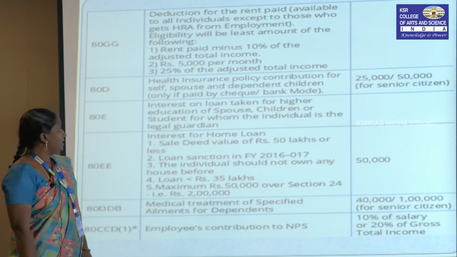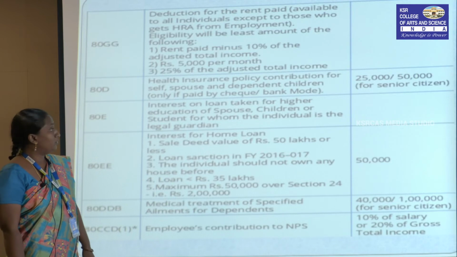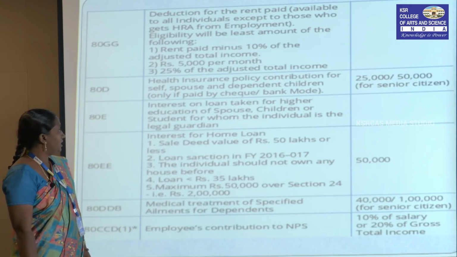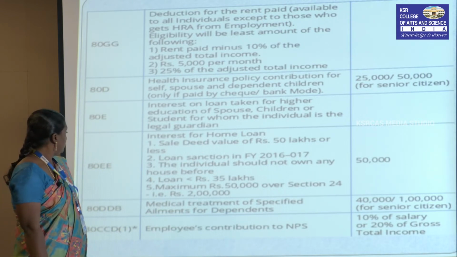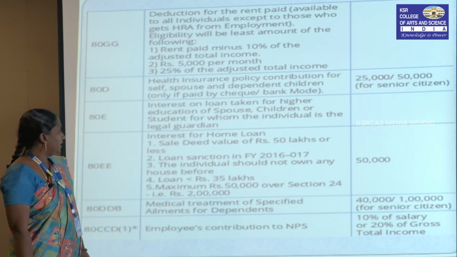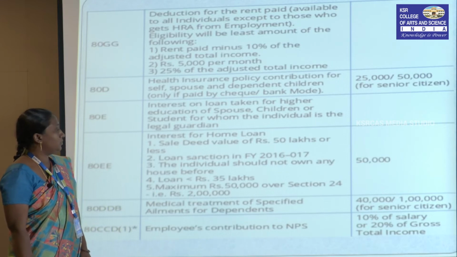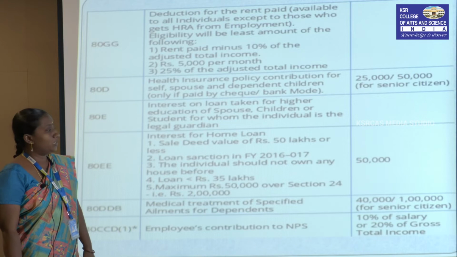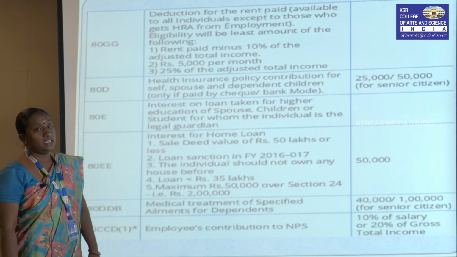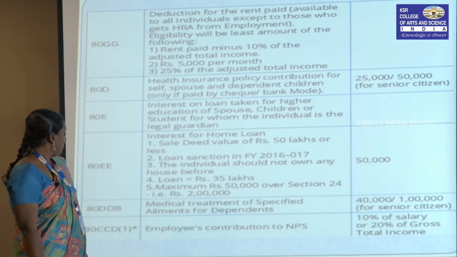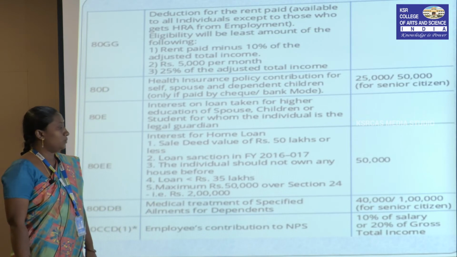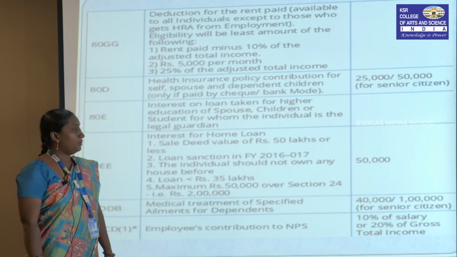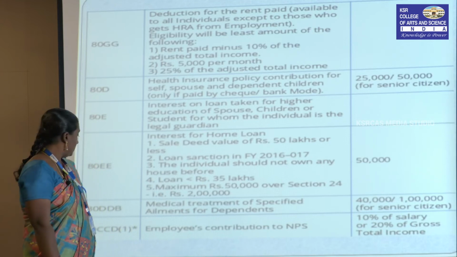Next, 80E is for interest on a loan taken for higher education of spouse, children or student. The actual amount paid is the deduction. Next, deduction under section 80EE, that means housing loan interest. If the loan was sanctioned in the financial year 2016-17, the actual amount or rupees 50,000, whichever is less, is taken as the deduction. Next, 80DDB, that is for medical treatment of the individual or dependent: rupees 40,000 as a deduction, or rupees 1 lakh for a senior citizen.